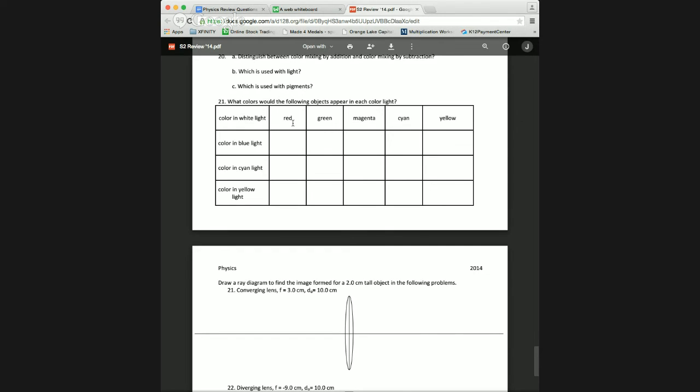So remember, go through and in white light, this is the true color of the object right here. And then what color are we going to shine on it, to what color it contains. If they don't match, then it looks black.